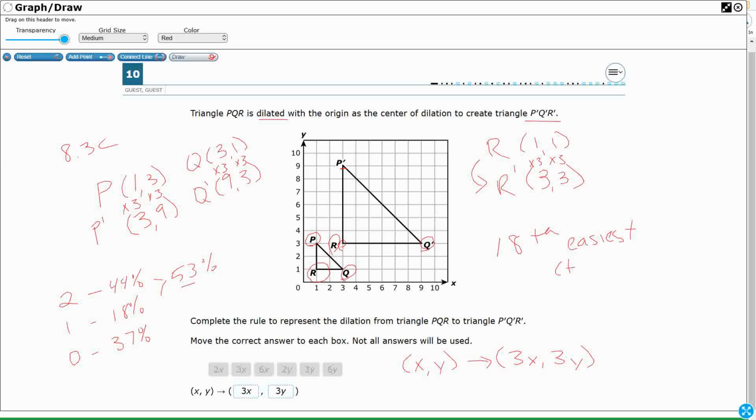So not quite that 60% threshold, but definitely on the easier side of the test, especially if you ended up looking at the R. The 1, 1 to 3, 3 was pretty much right in your face there as regards to what that scale factor dilation was.